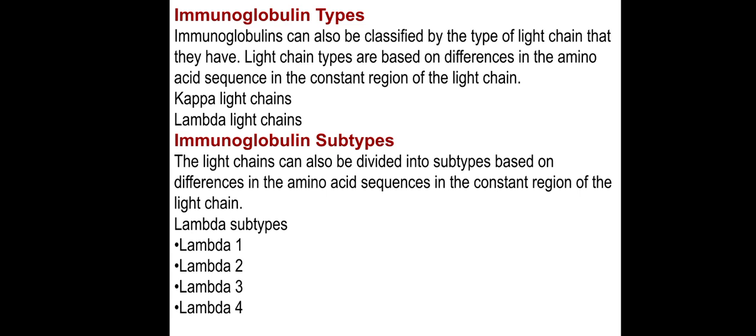Immunoglobulin types can again be classified by light chain, depending on the amino acid sequences. Light chain types are based on differences in the amino acid sequence, as I said already. There are 2 types of light chains we can see. We have already seen the heavy chain; now it is the light chain: the kappa light chain and the lambda light chain. Among the immunoglobulin light chain subtypes, you can see lambda 1, lambda 2, lambda 3 and lambda 4.